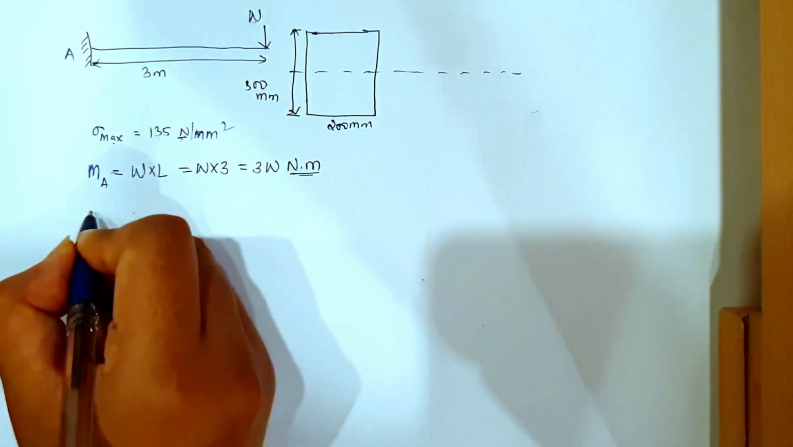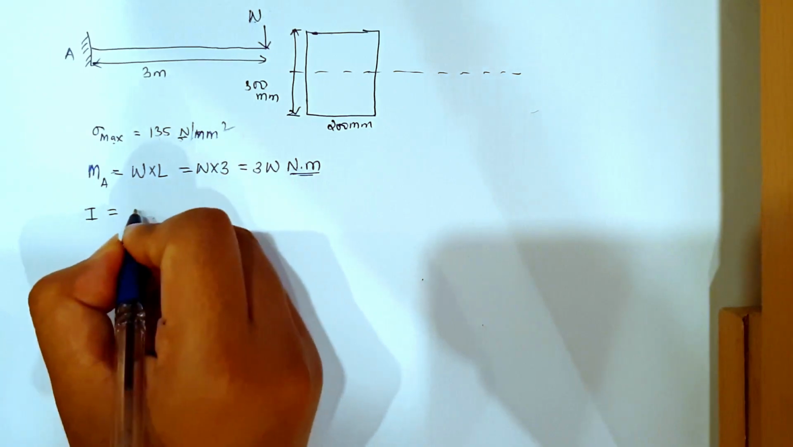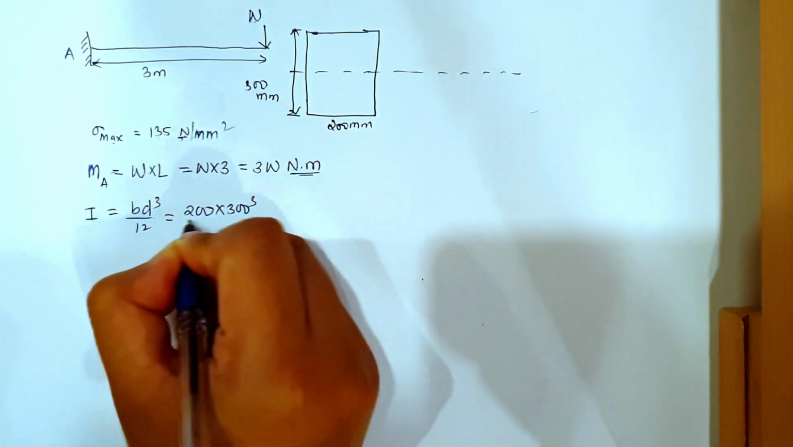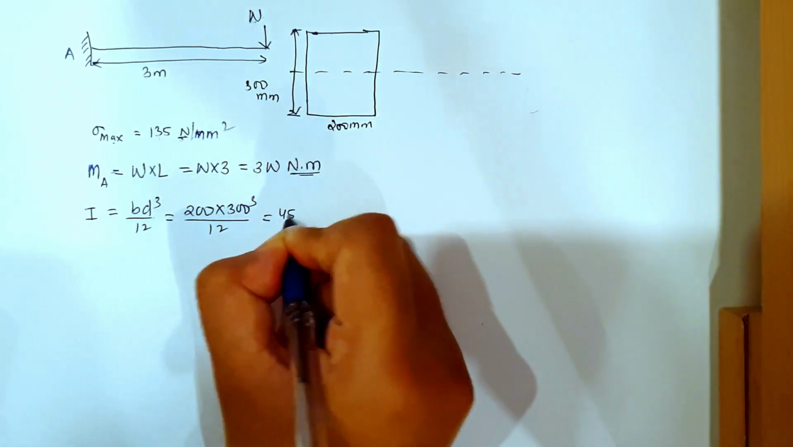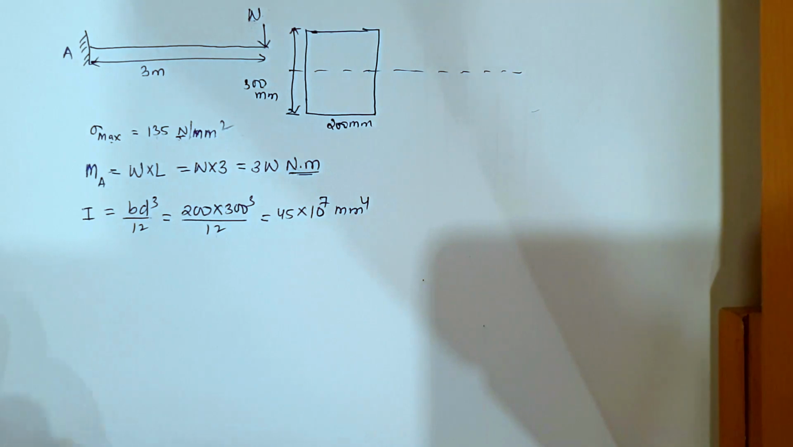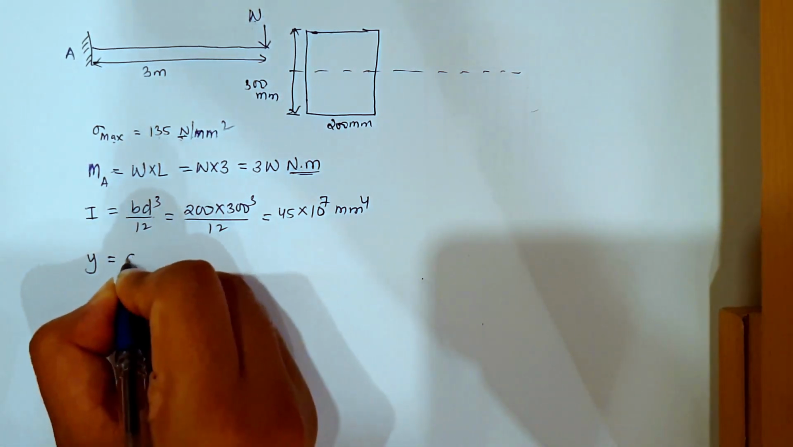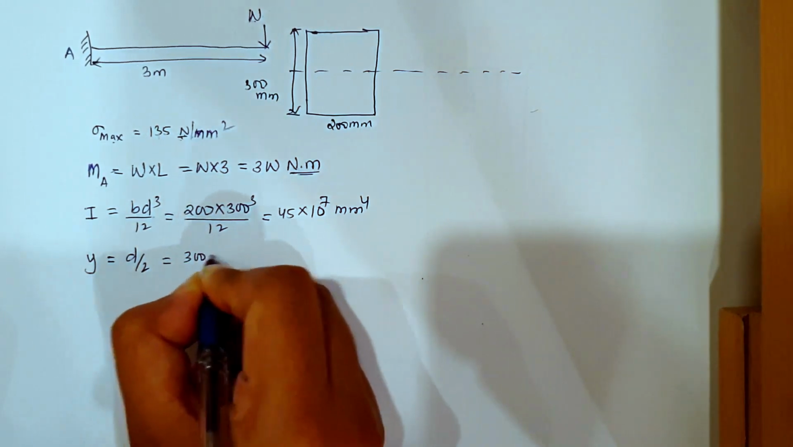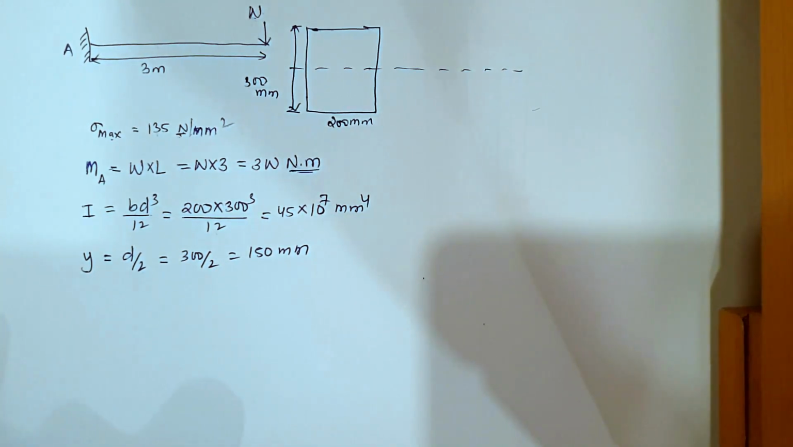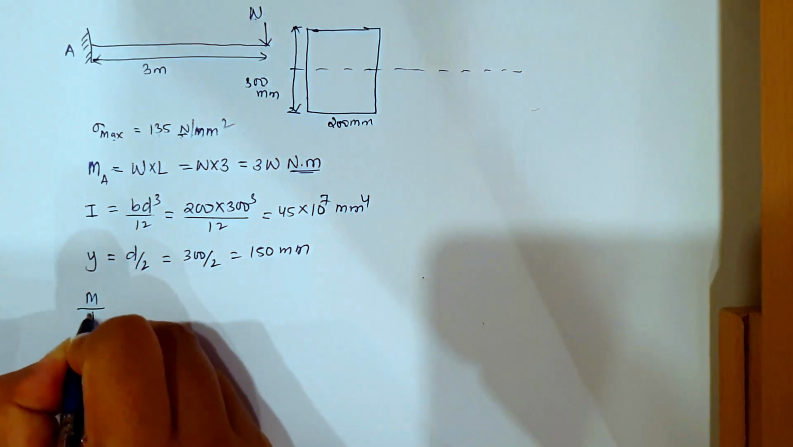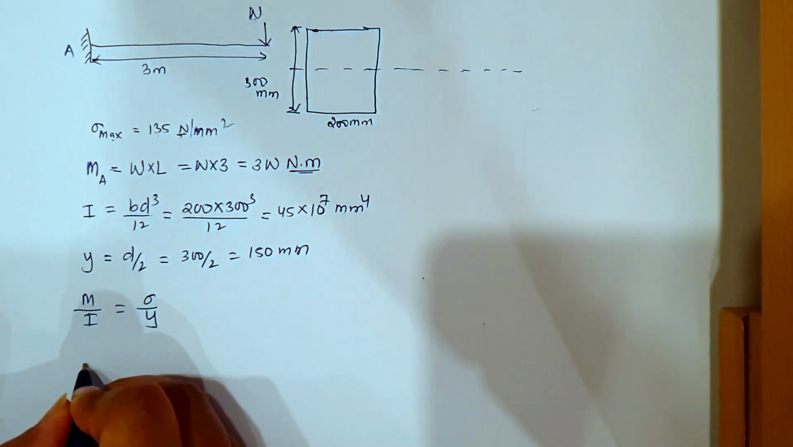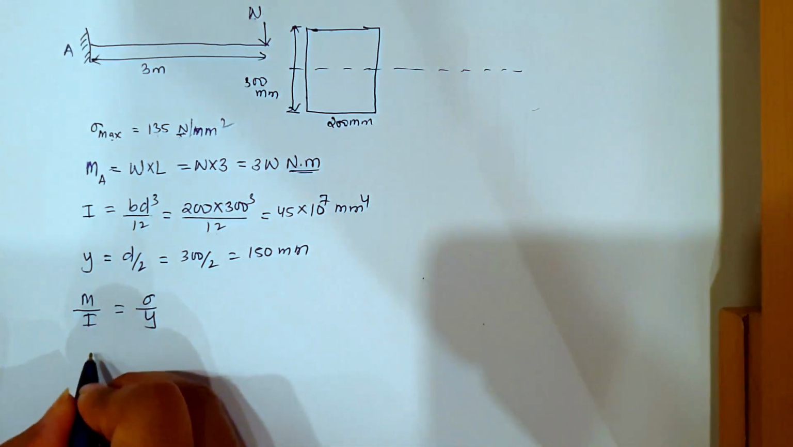Now let us find the moment of inertia, which will be equal to bd cubed by 12, equal to 200 into 300 cube by 12, which will give you 45 into 10 raised to power 7 mm raised to power 4. Okay, now let us find y, which will be equal to d by 2, equal to 300 divided by 2, which is 150 mm. Now by using the flexural formula, M by I equals sigma by y, let us put it in the formula.